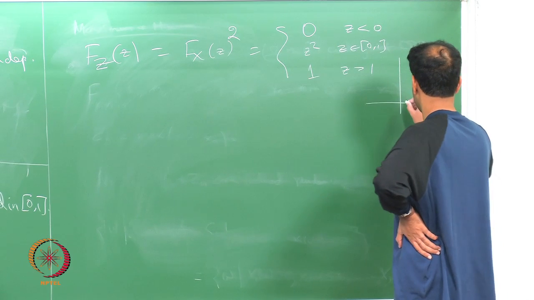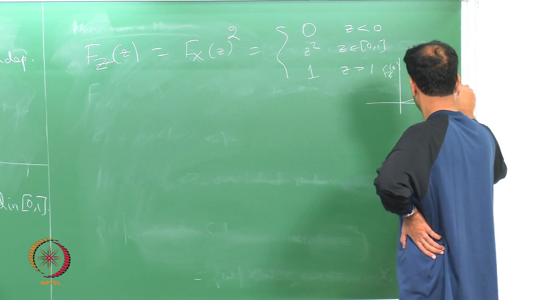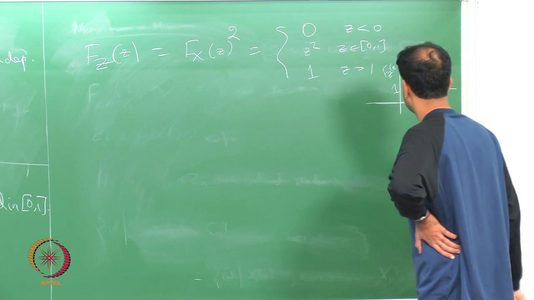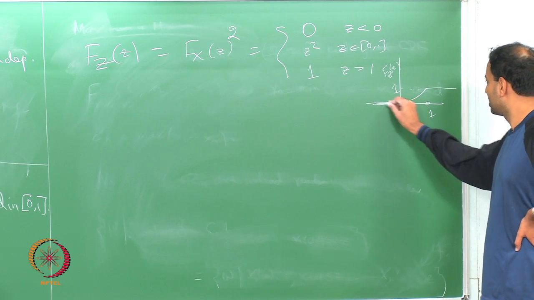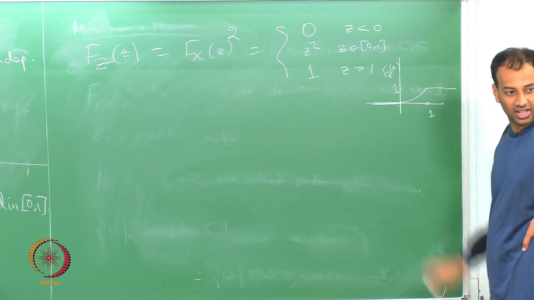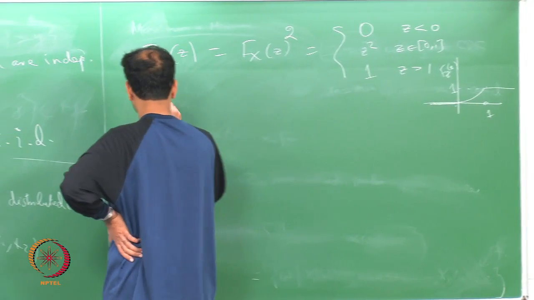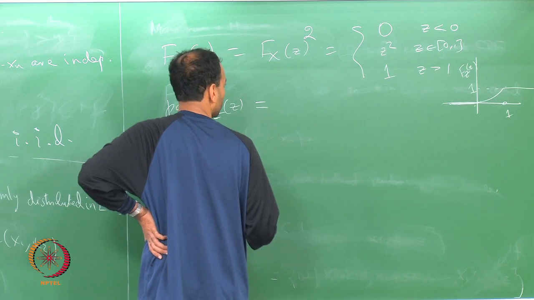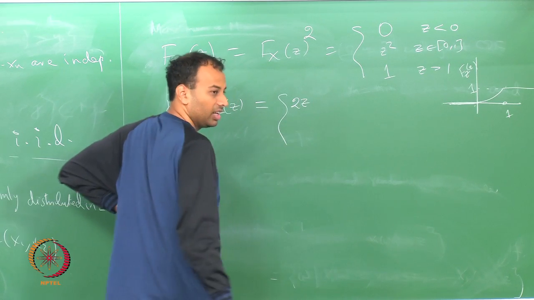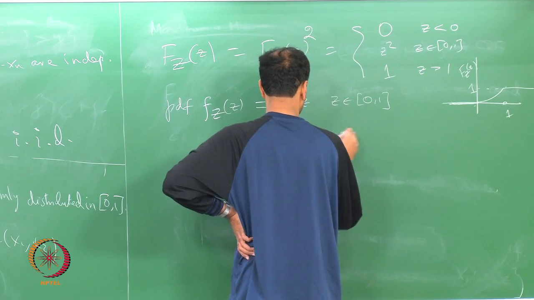So that looks like, if I plot capital F z of z, it looks like a parabola, right? And you can see clearly that this function is differentiable except at these two points. And you can actually get a density as well. After all, x1 and x2 are continuous random variables, and z also turns out to be a continuous random variable. So your density, PDF f z of little z, will be what? It will be 2z, isn't it? 2z if z is in 0, 1, and 0 otherwise.